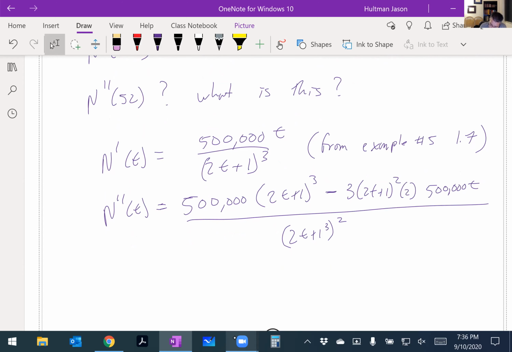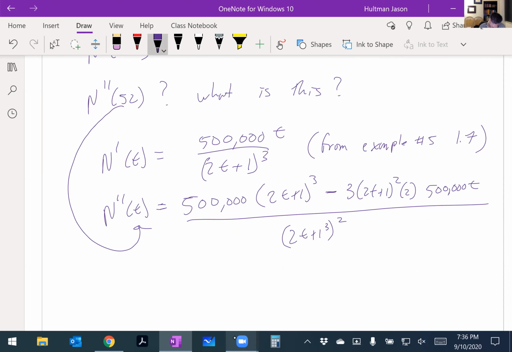Okay, now I'm going to do something rather sneaky here. I'm going to clean this up just a tiny bit. I don't really care to clean it up a lot because I'm just going to plug in 52. I don't need to spend a lot of time cleaning up the algebra here, because I'm just going to be plugging in 52 anyway in my calculator and let the calculator do all the heavy lifting.